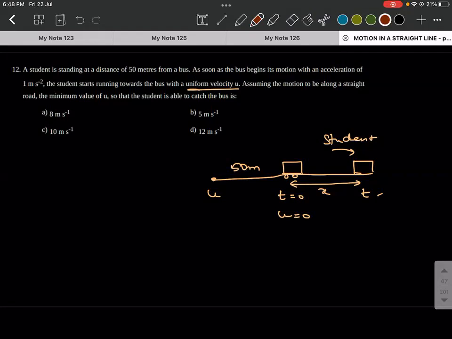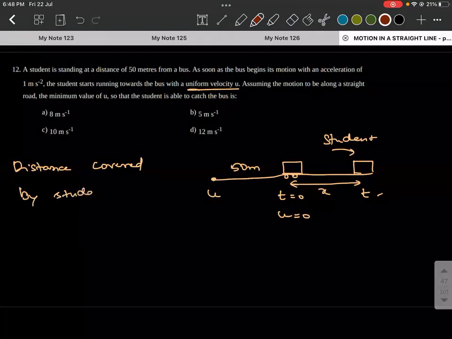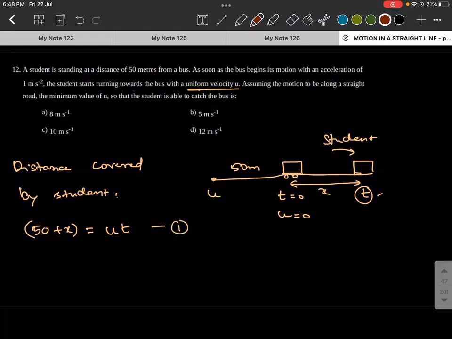So what is the distance covered by the student? It is 50 plus x. So can I write this as u into t? In the same time t, both started. The student also started, the bus also started. So 50 plus x is equal to ut, which I'll call equation number 1.